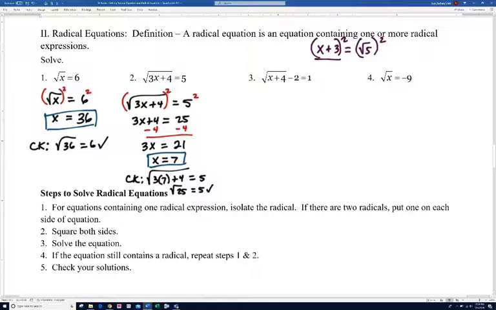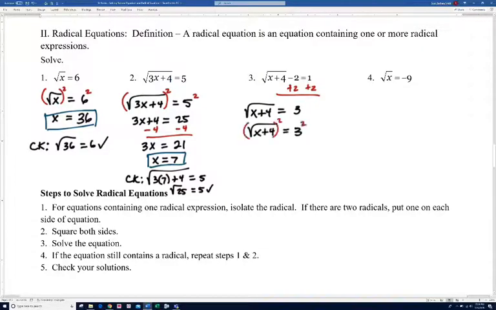So all to say, we need to do something that we know we can do. We can't square each of the terms separately. It doesn't work. But what we could do is we could add 2 to both sides. That's definitely something we can do. We're left with the square root of x plus 4 equals 3. And now we're back to a problem like number 2. So I'll square both sides. We get x plus 4 is equal to 9. And if we subtract 4 on both sides, we get 5.